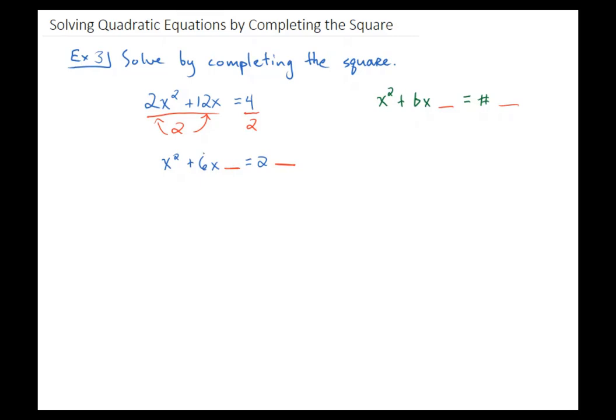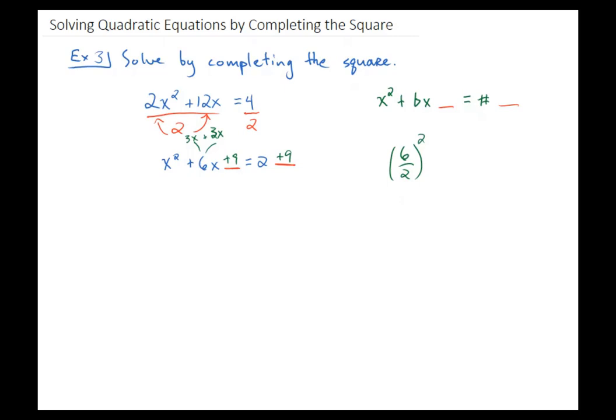So what we did to figure out what went in the blank was we thought about our twins that our middle term would have come from. In this case, it would have had to have been a 3x plus a 3x. Okay, and then what goes in the blank would be that number squared, so it's going to be a 3 squared, which is a 9. So we're going to add 9 into the blank. What we do on the left, we have to do on the right. For those of you that prefer the formula approach, we're basically taking the 6, dividing by 2, and squaring, and that equals 9.